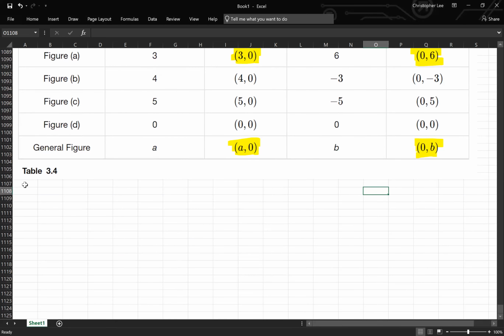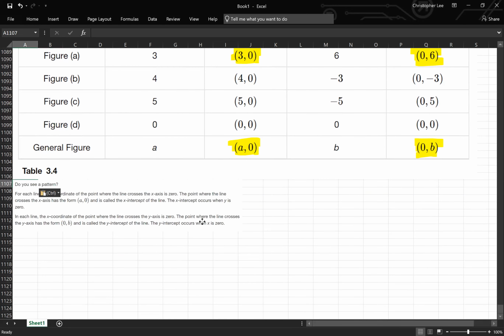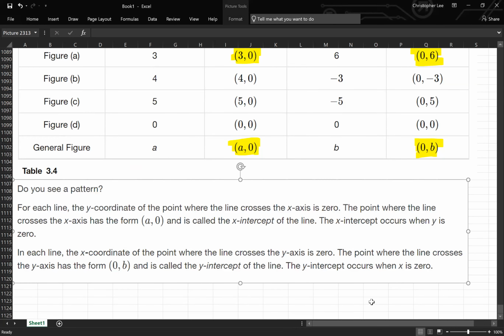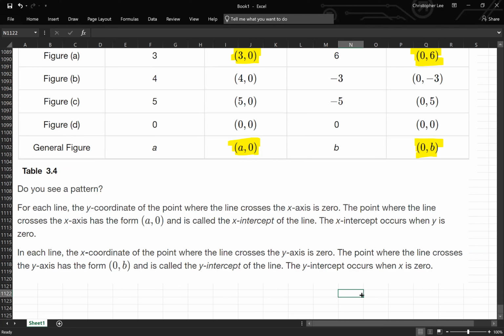So that being said, do you see a pattern? For each line, the y-coordinate of the point where the line crosses the x-axis is 0. The point where the line crosses the x-axis has the form a comma 0, and it's called the x-intercept of the line, right? Let's highlight that because that's really important. The x-intercept occurs when y is 0 in each line.